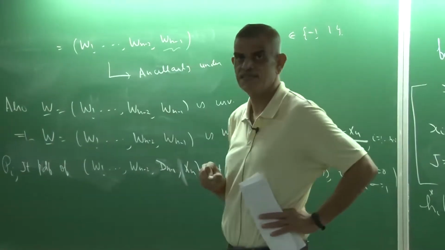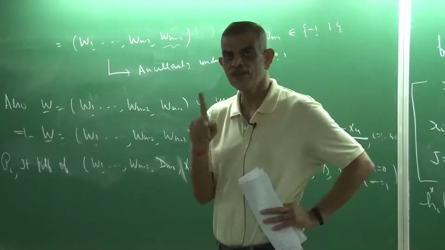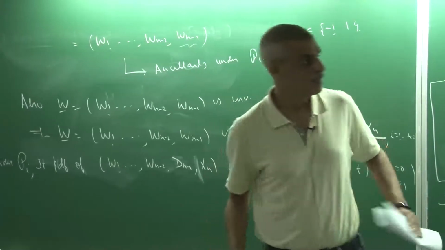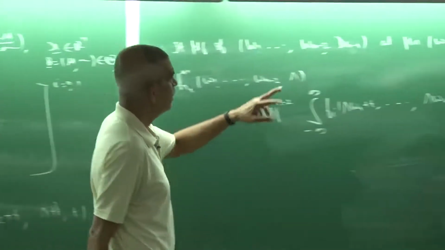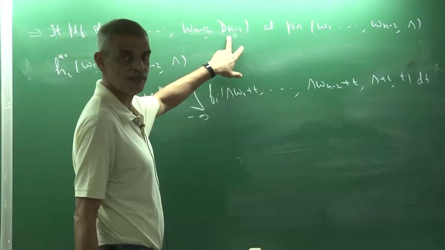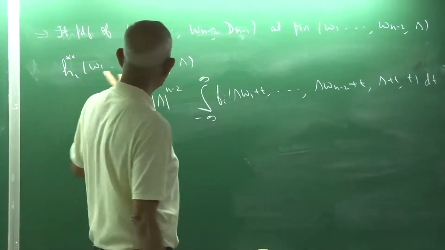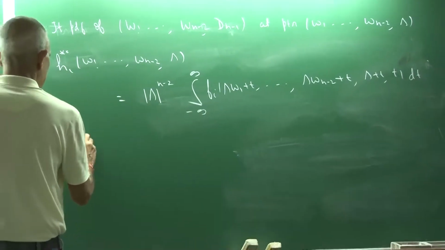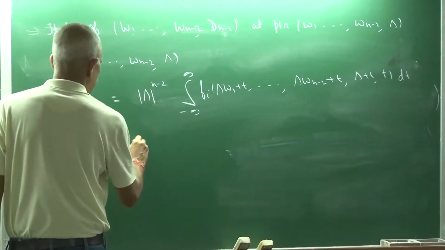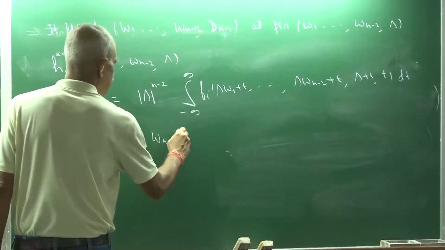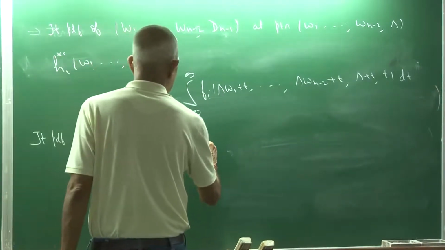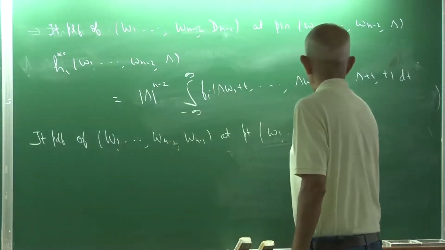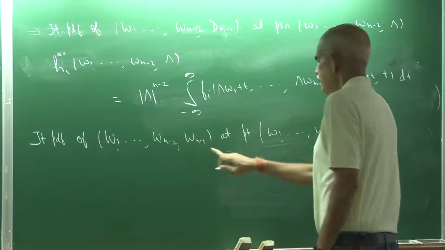Wn minus 1 is a discrete variable. It takes value plus 1 or minus 1. So it takes value minus 1 when Dn minus 1 is negative, that is, when xn minus 1 minus xn is negative. So that means the joint PDF of W1, W2, Wn minus 2 and Wn minus 1 at the point W1, W2, Wn minus 2 and Wn minus 1 is 1.